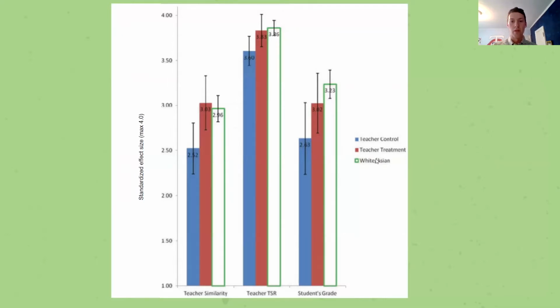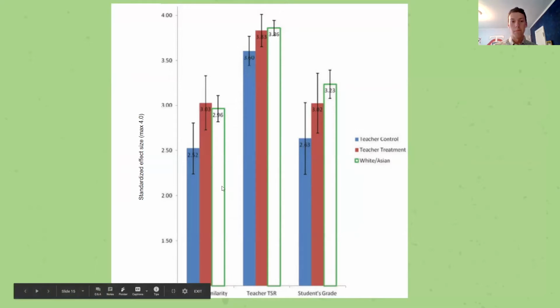And so you can see here we have our teacher control group in blue, our teacher treatment group in this reddish orange, and then something called white and Asian in the white bar. On our y-axis here, what they've done is standardize the effect size of these three different categories down here. We have teacher similarity, that's teacher perception of the similarity they have with their students, and then the teacher perception of the teacher-student relationship. But we're going to focus here in on the student grade portion.